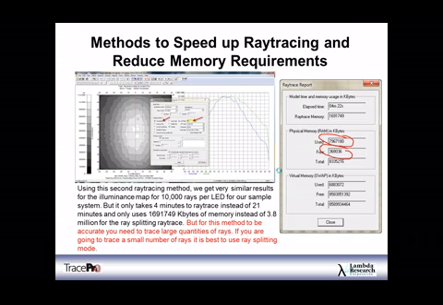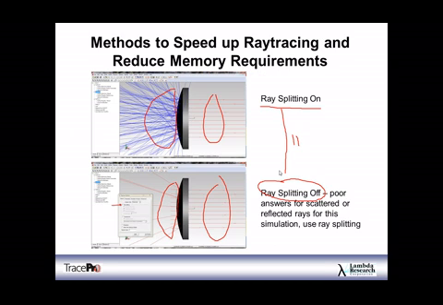So that's what we were looking at here and previously with our sample system with the LEDs and the lighting. So ray splitting on or off is really good for that type of analysis. In fact, I would go with ray splitting off because I'm getting very good answers with ray splitting off, much, much faster answers, and using much less memory.